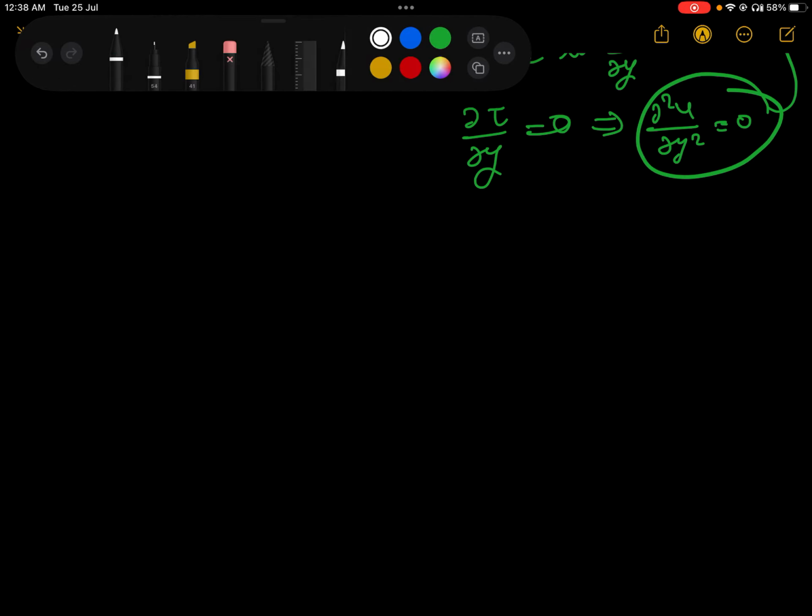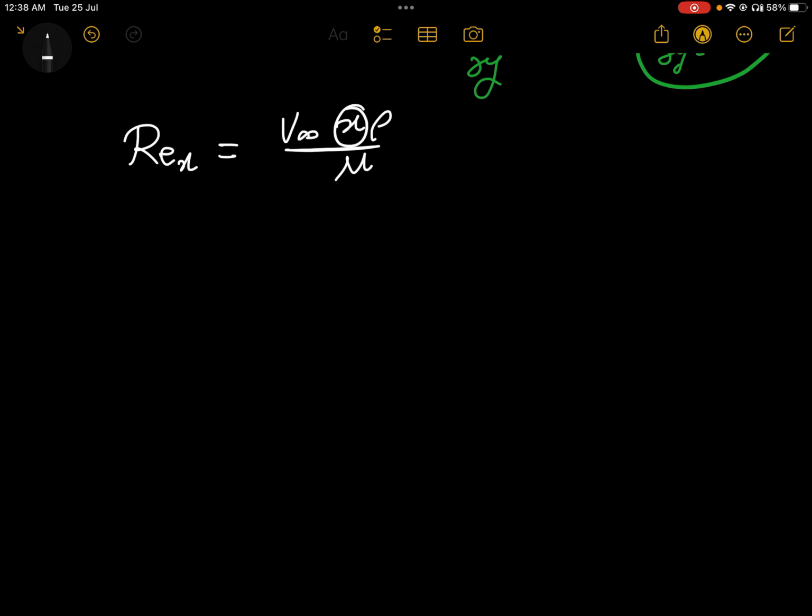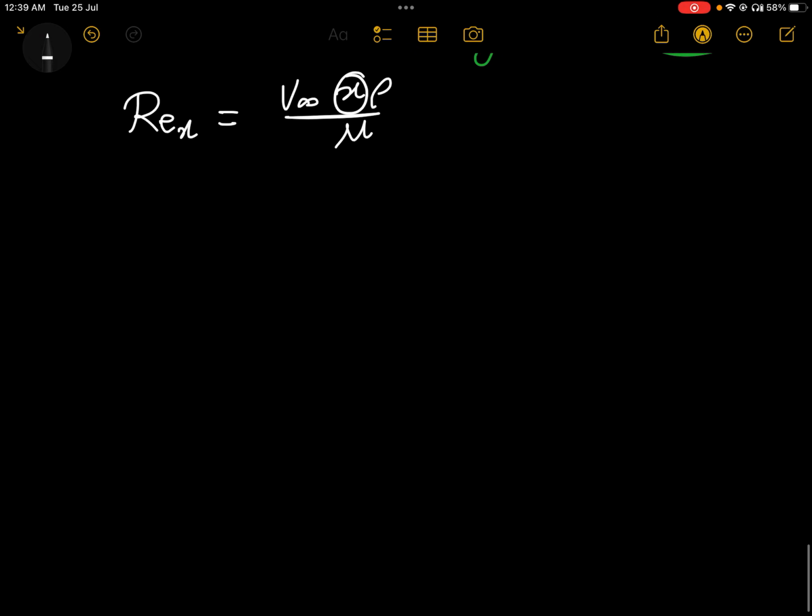Some more terms, like local Reynolds number. At any location x, the Reynolds number will be defined as free stream velocity times x times rho upon mu. X is the characteristic dimension up to the location x. That's why it is called the local Reynolds number. That's how we can define the laminar and turbulent situations in the flat plate.